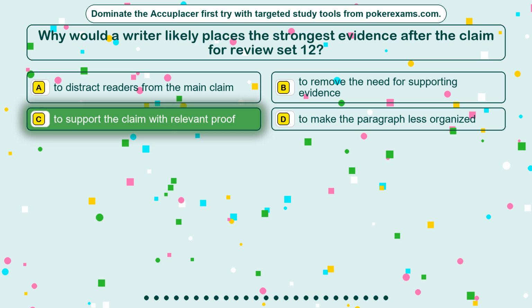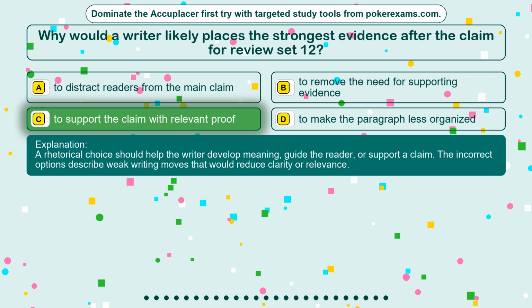The correct answer is option C, to support the claim with relevant proof. A rhetorical choice should help the writer develop meaning, guide the reader, or support a claim. The incorrect options describe weak writing moves that would reduce clarity or relevance.